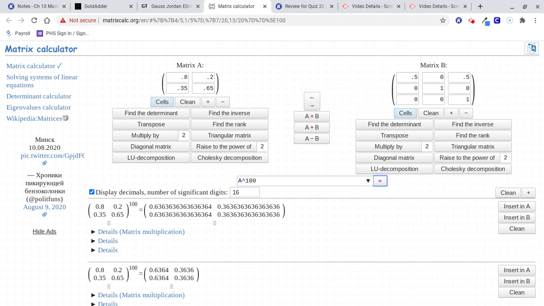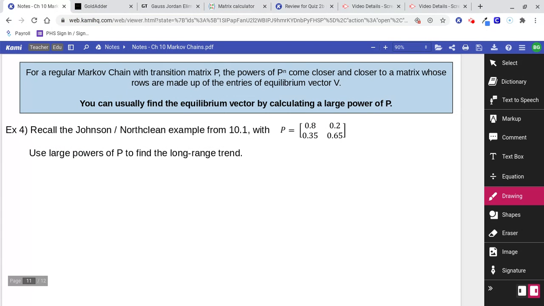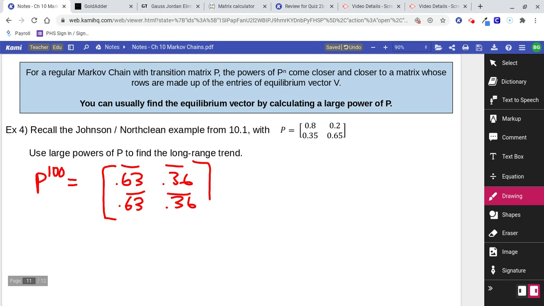And so what we have here, this gets confusing, okay? If I did P to the 100th power, I'm going to get 0.63 repeating, 0.36 repeating, 0.63 repeating, 0.36 repeating. People don't know how to interpret this result. This is not a vector. Why not? A vector is a row. This is more than just a row. This is a square matrix, okay?